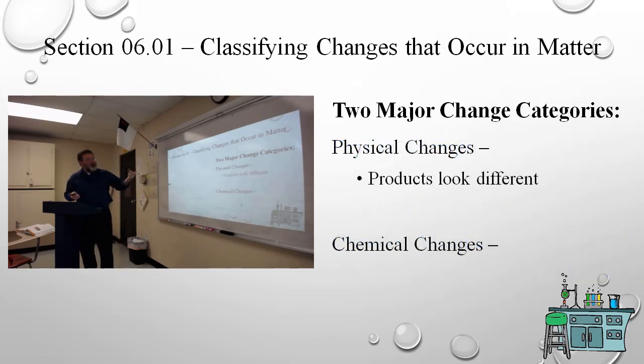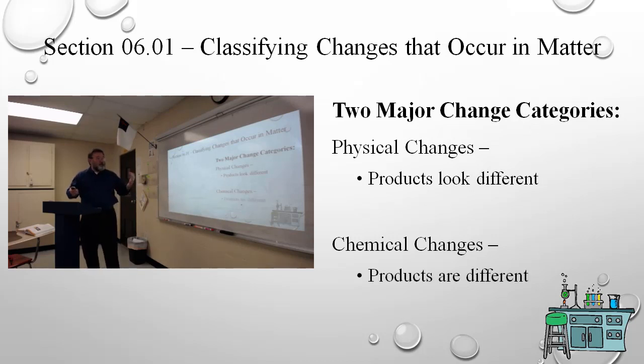So those characteristics again, physical changes, the product looks different, and that looking different could be a lot of different things, but it basically looks different. Chemical changes, the products are different. You've converted it from one thing to another. You've taken the atoms and the molecules, you've broken them down, and you've rearranged them in a different combination.